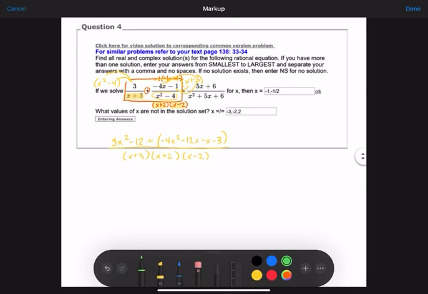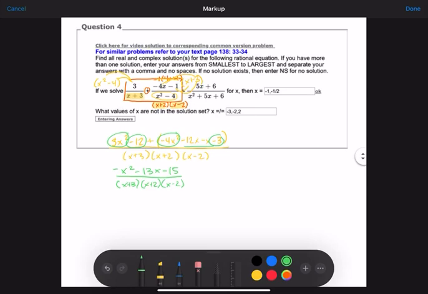So I have 3x squared minus 4x squared, so that's going to give me a negative x squared. And then I have negative 12x minus x, which is going to give me a negative 13x. And then I have negative 12 minus 3, which is going to give me a negative 15. Okay. And then that's all over the same common denominator of x plus 3, x plus 2, x minus 2.